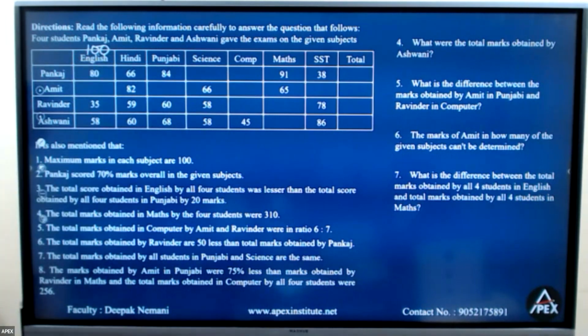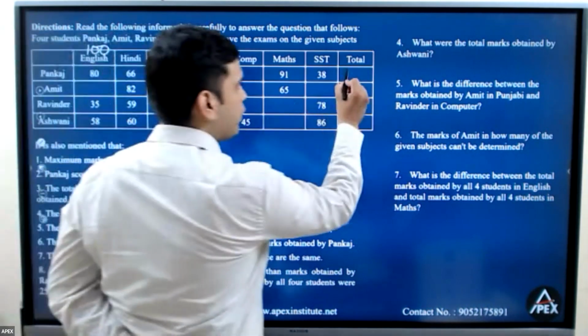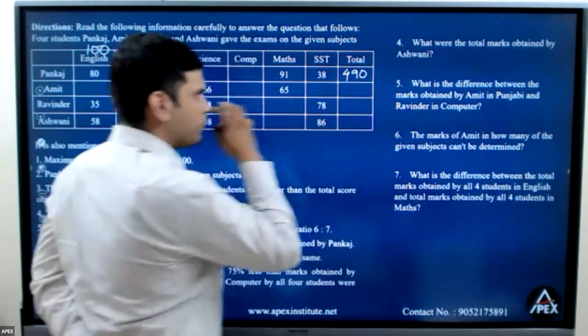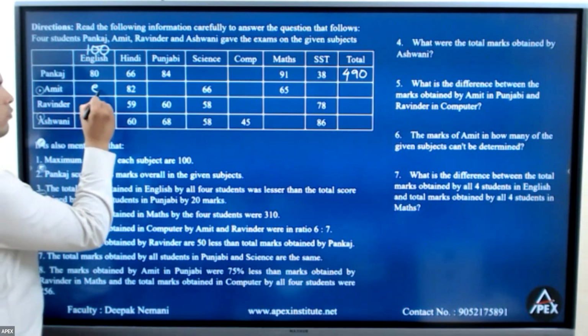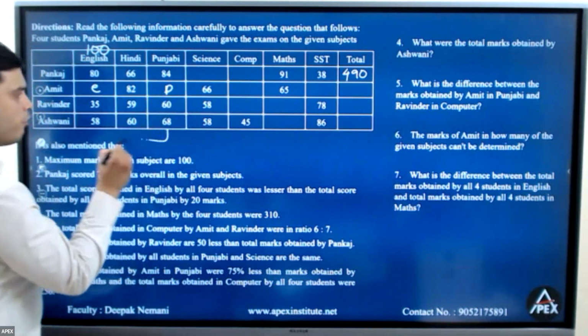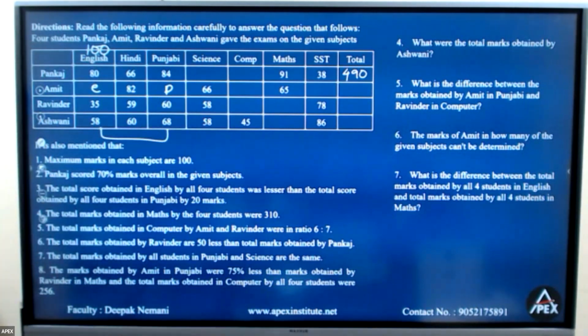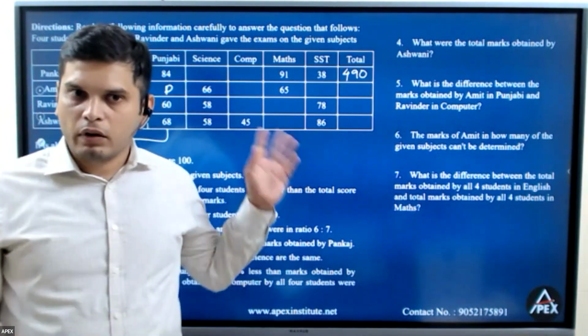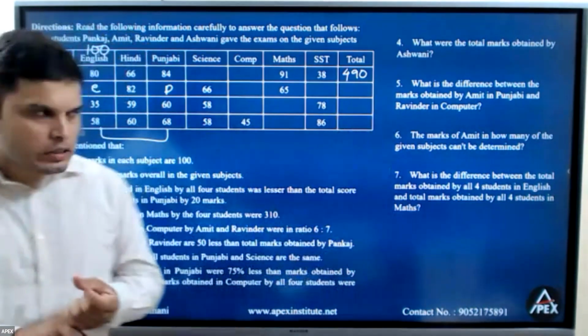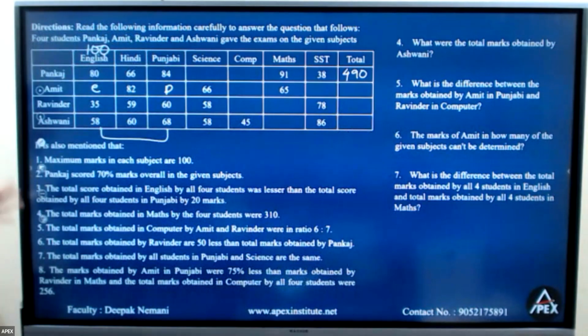Pankaj scored 70% marks overall in the given subjects. So 490. Now the total score obtained in English by all 4 students was lesser than the total score obtained by all 4 students in Punjabi by 2 marks. So you have one relation between E and P. Now let's think about the number of variables that you are inserting. E and P, two variables.